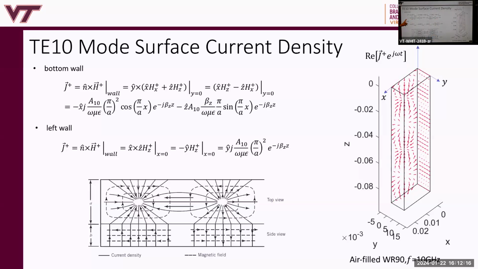All right, so if we plug in what we have for HZ and HX from the previous slide, we derive this result here, right? This one is the first term, X hat, and this one is the second term, Z hat. So on the bottom wall, we have two components, yeah? These two components, one is in the X and one is in the Z direction. And what we can see from these is they're 90 degrees out of phase.